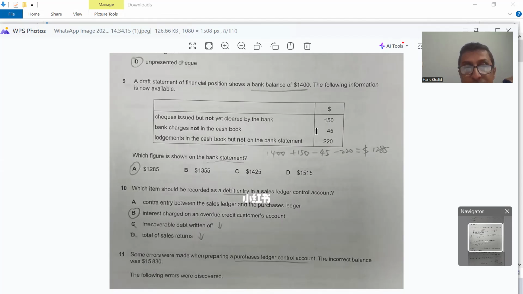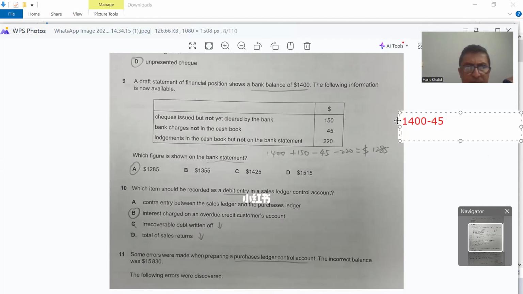Bank charges not entered in the cash book 45, and lodgements, meaning checks deposited in the cash book but not on the bank statement, are uncredited of 220. So first of all, if you prepare the cash book T account, from 1400, which is the balance brought down. Why, sir? Because if nothing is mentioned, we treat the cash book or bank as having a debit balance of 1400. So 45 bank charges will come on the credit side. It will be subtracted.